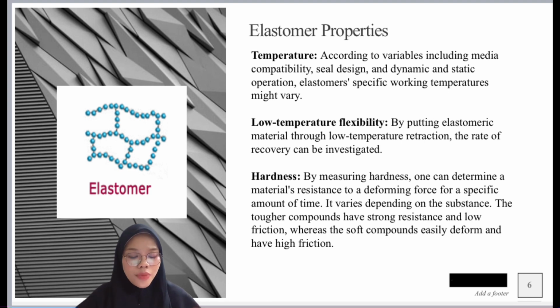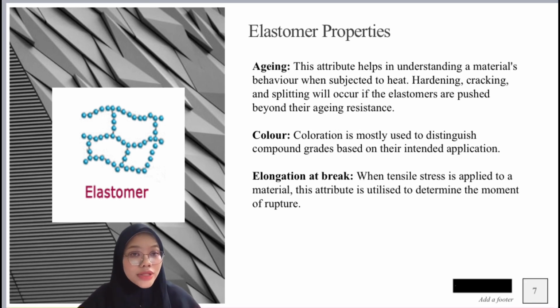For the low temperature flexibility, by exposing elastomeric material to low temperature, the rate of recovery can be investigated. By measuring hardness, one can determine the material's resistance to deforming force for a specific amount of time. It's very dependent on the substance. The tougher compounds have strong resistance and low friction, whereas the soft compounds easily deform and have high friction. For aging, the attribute helps in understanding the material's behavior when subjected to heat. Hardening, cracking, and splitting will occur if the elastomers are pushed beyond the aging resistance.